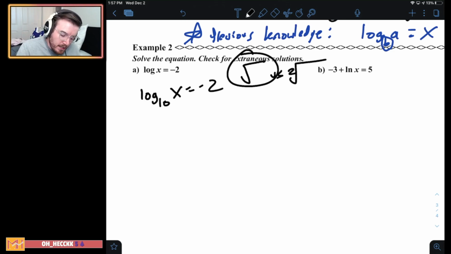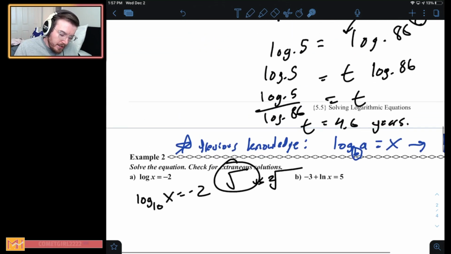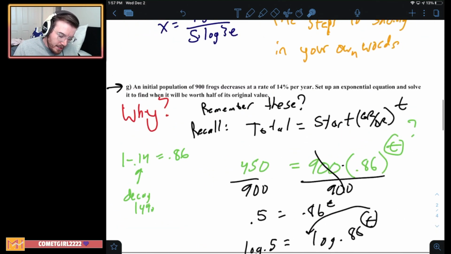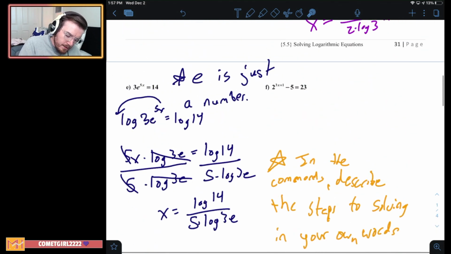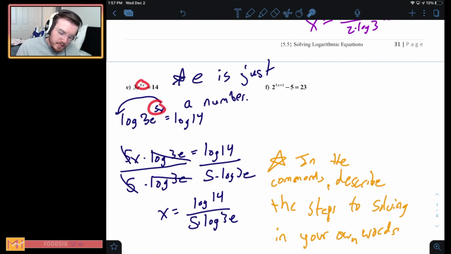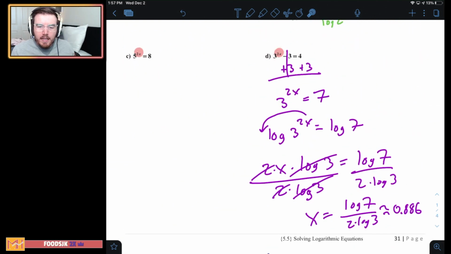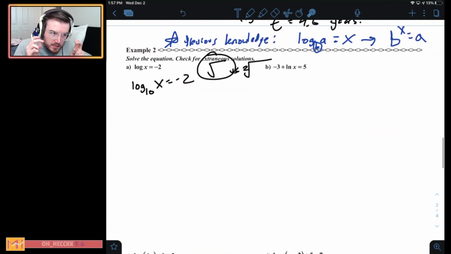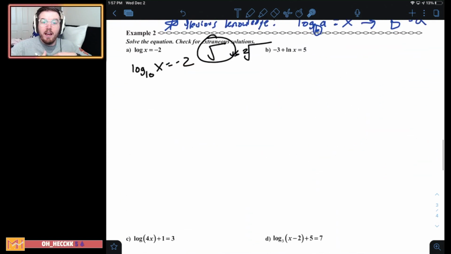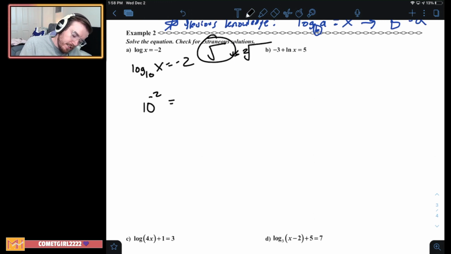Now we rewrite because instead of the variable being stuck in the exponent, it's now stuck inside the logarithm. How do we break it free? By rewriting. The base of the log becomes the base of the exponent, and these guys switch sides. Whoa, I just solved for x.